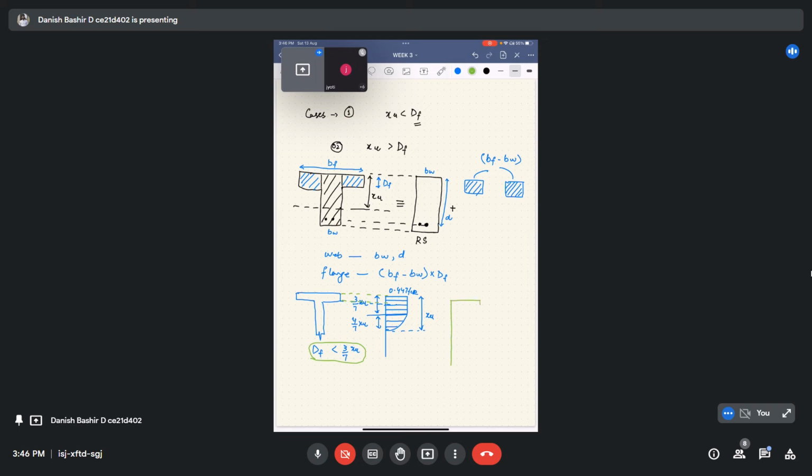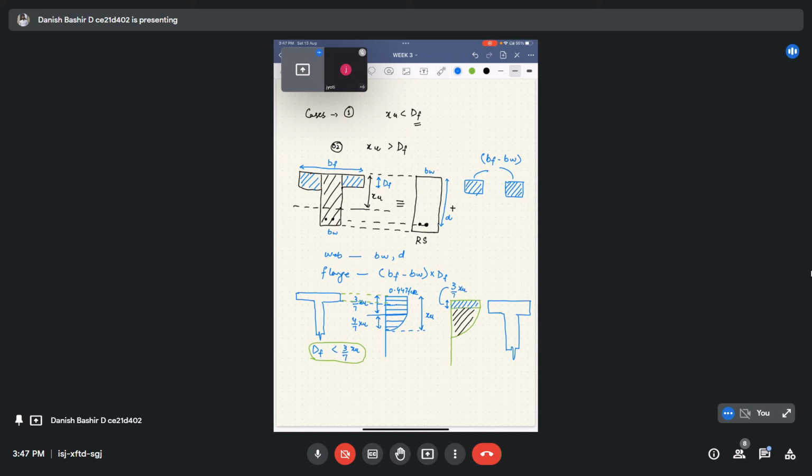Our 3 by 7, now our stress block turns like this. This is only uniformly stressed up to this point, and after that it is parabolic variation. And we have our DF, same T section. It's here. We can see that this same 3 by 7 XU.